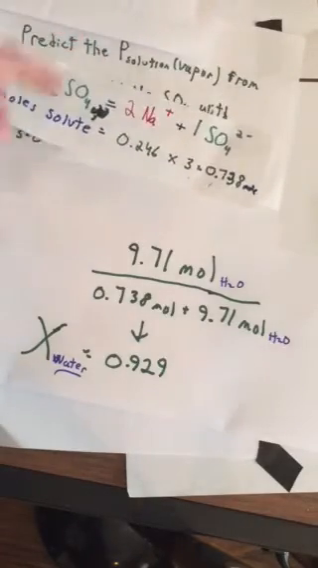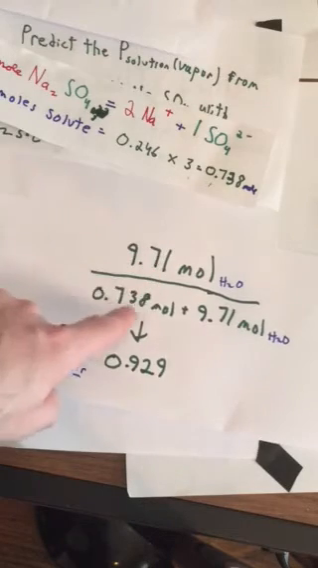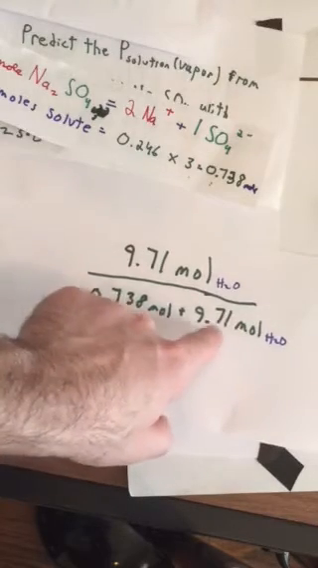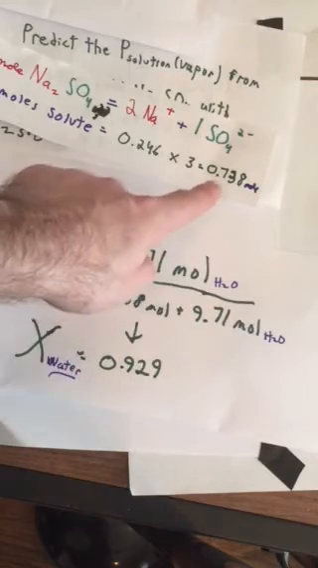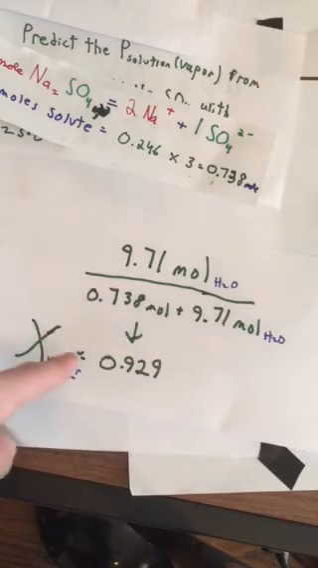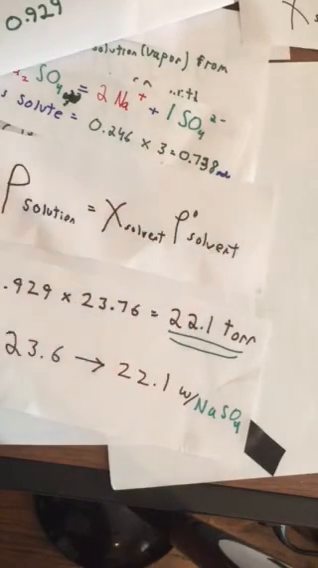So we have the moles of the water, which we found to be 9.71. We have it on the bottom also because it's solvent over solute plus solvent. So solvent moles over solute moles, 0.738, plus solvent moles. So you end up with mole fraction of water equals 0.929. And then we're almost there. There's our equation. Vapor pressure of solution equals mole fraction of solvent times vapor pressure of solvent.